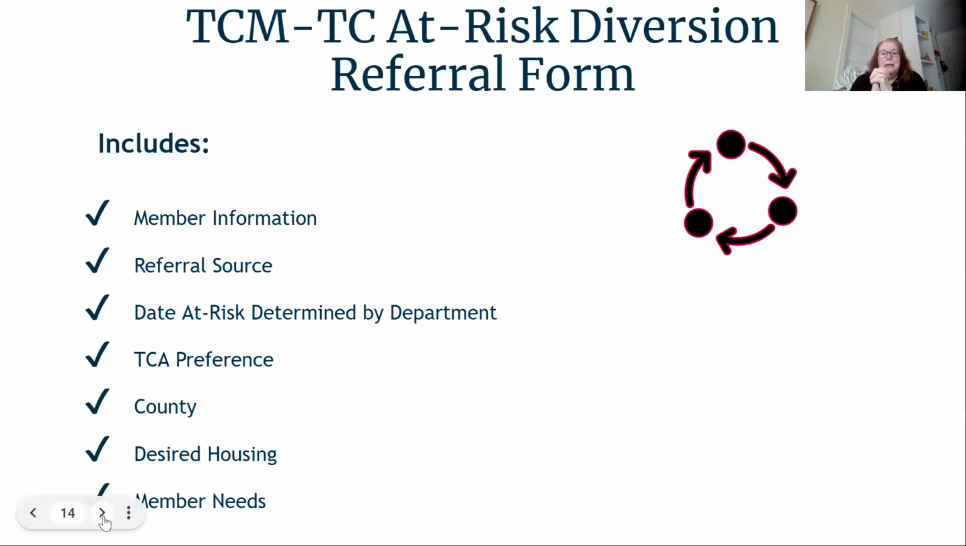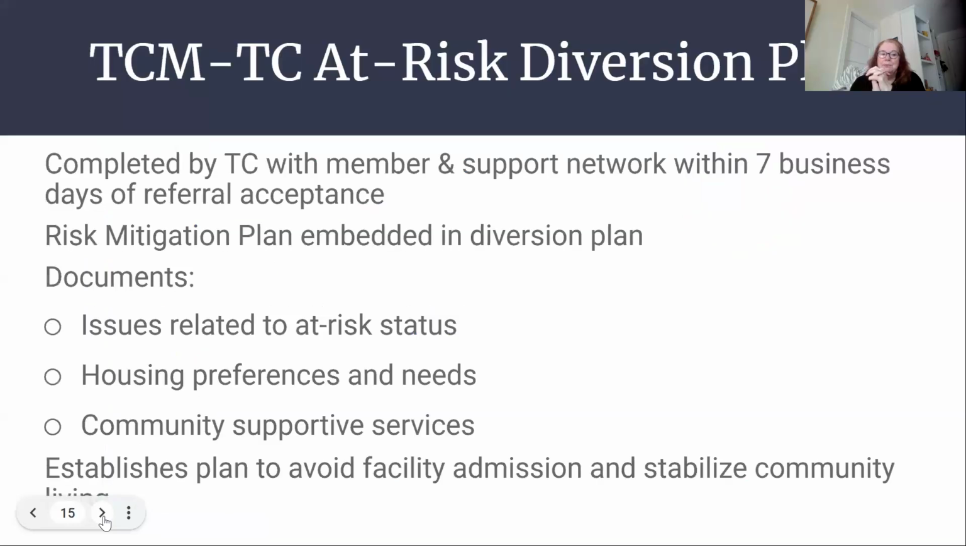So there will be a TCMTC at-risk diversion referral form, and that form will be completed by CMAs or RAEs, and will include the member information, the referral source, the date that at-risk was determined by the department, if there's a TCA preference, the county, desired housing, and member needs. So a pretty basic referral form. Next slide, please.